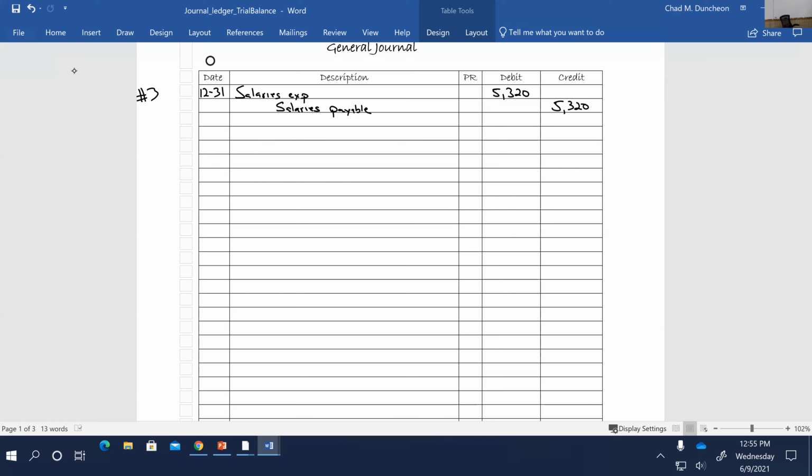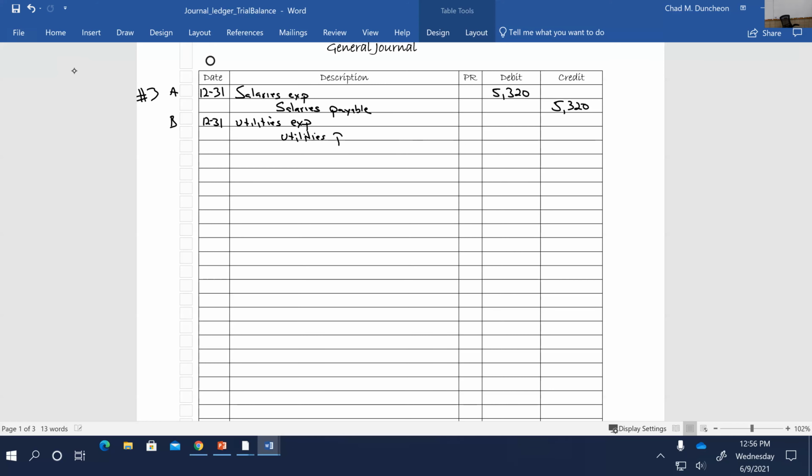For 3B, put another date in there because we're starting a new entry. Use 1,970 utilities that was not recorded or paid. If we used it, that's the expense recognition principle. So we need to do utilities expense, not recorded or paid.